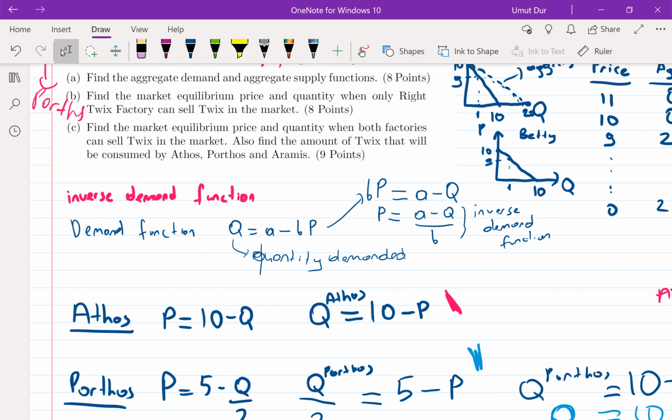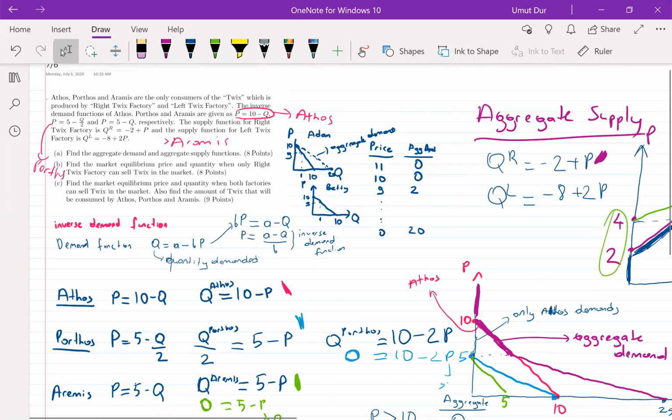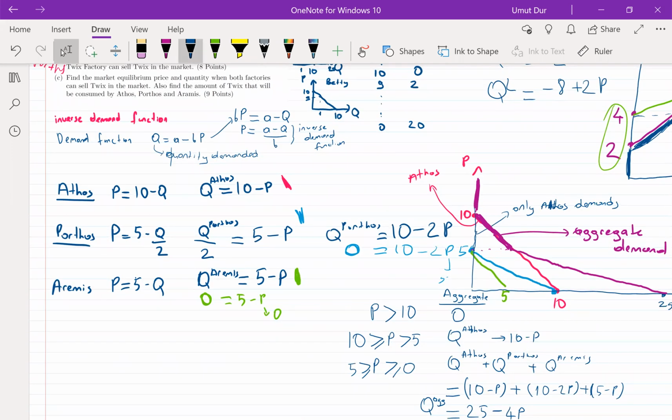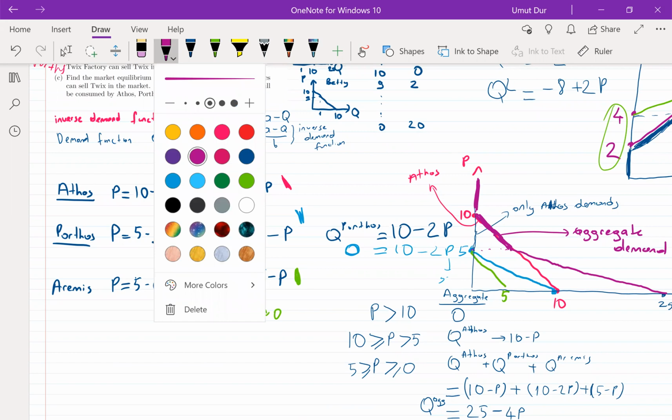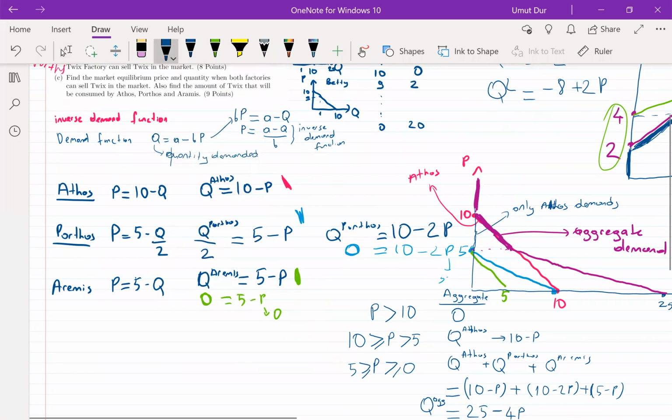Okay, so in the second part, it says find the market equilibrium price and quantity when only the right TVX factory can sell TVX in the market. Which means that for part B, the right firm supplies and we are looking for aggregate demand.